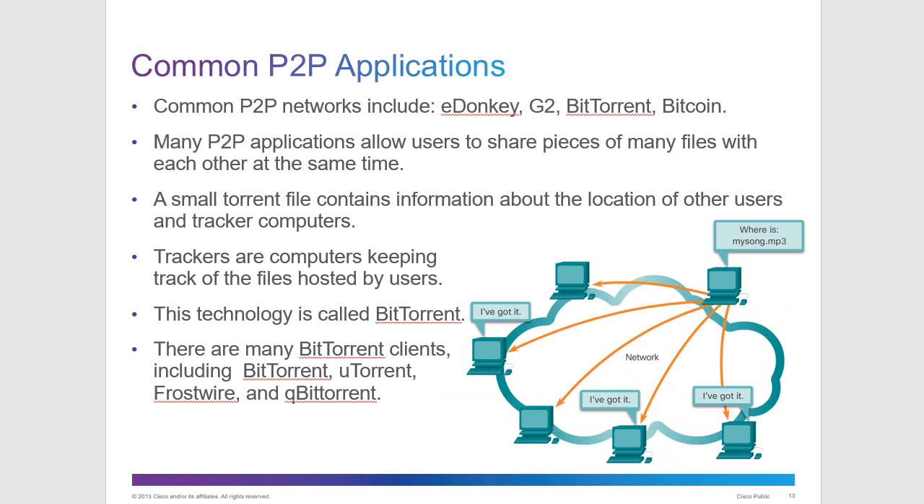On the next slide, we have some older programs like eDonkey and G2. Bitcoin's still around, BitTorrent's still around. Those are peer-to-peer services that have an index in the middle letting you know where you can go to get the files that you're looking for. So those are hybrid peer-to-peer services.